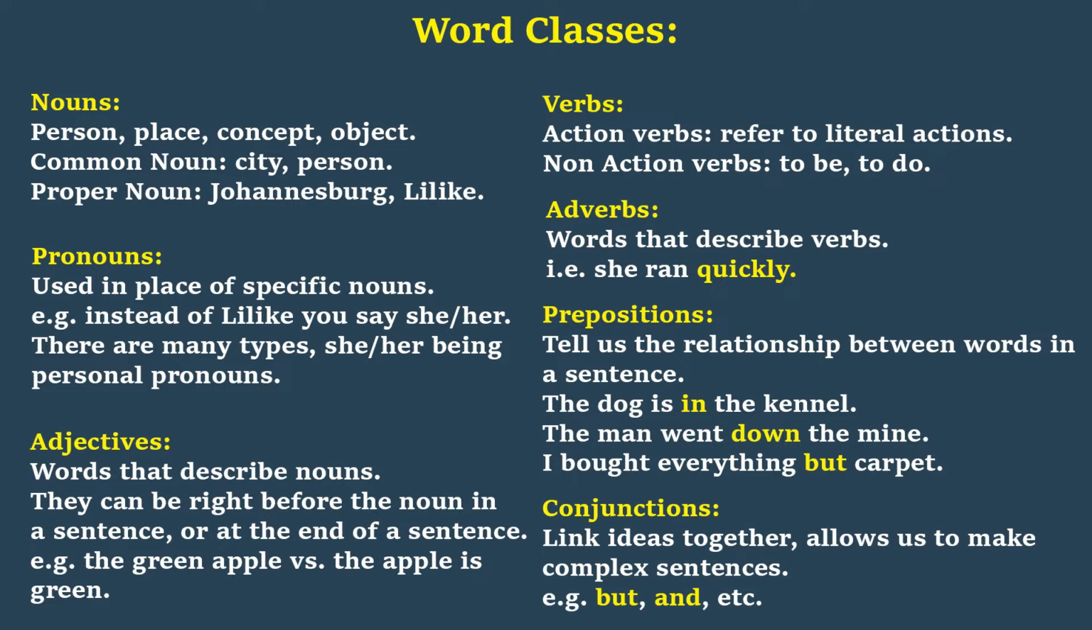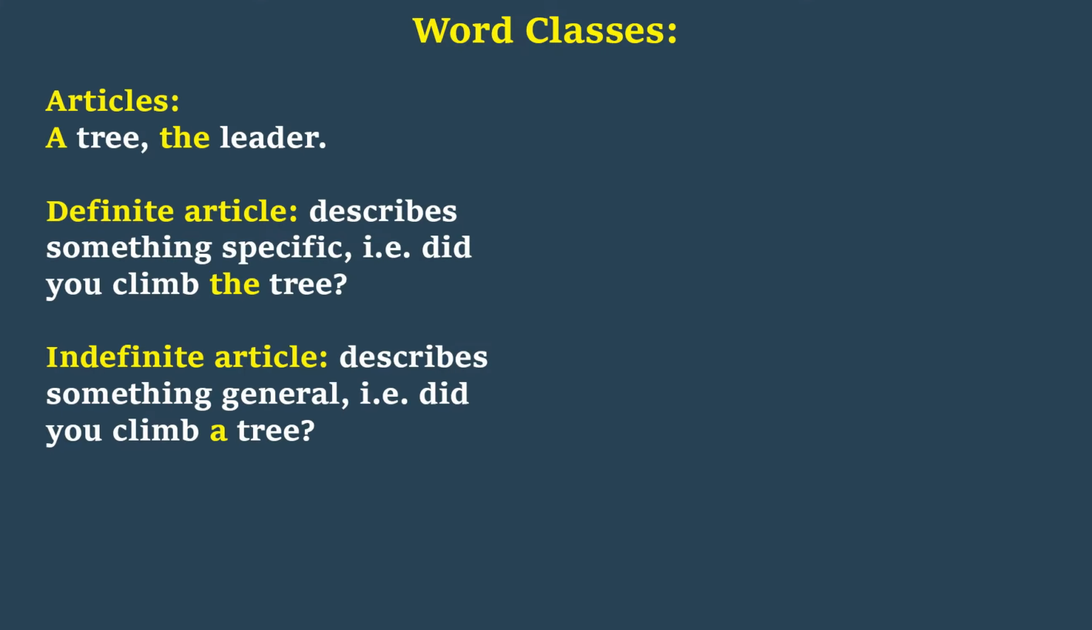Conjunctions, these link ideas together and allow us to make complex sentences, which we'll talk about in a second. For example, but and are conjunctions. They will generally combine two parts of a sentence. Next up, articles. There are only two articles, it's pretty easy to remember. The two of them are a and the, as in a tree and the leader. There's definite articles and indefinite articles, which again is very easy to remember because there are only two of them.